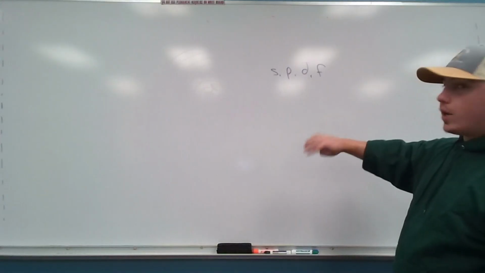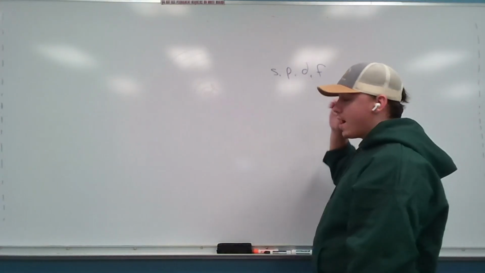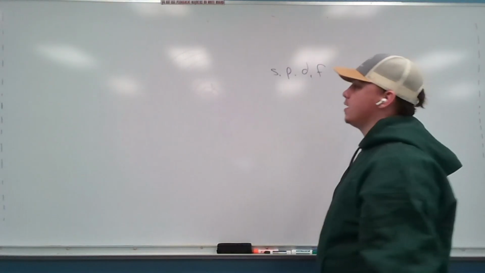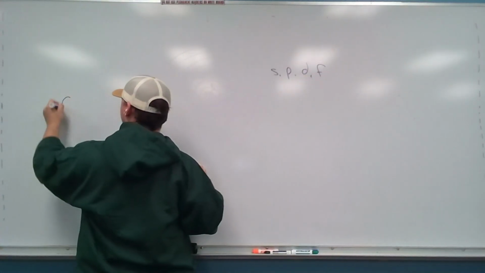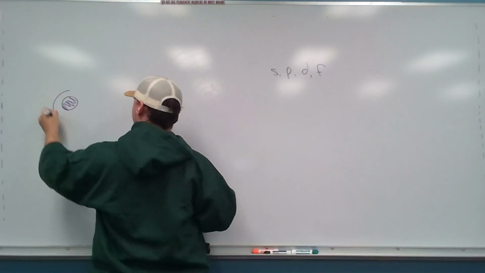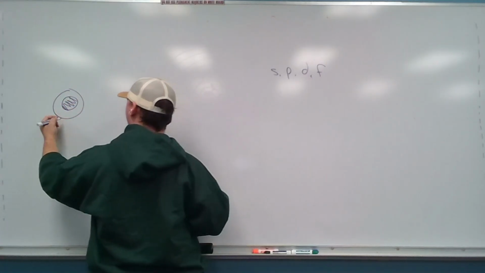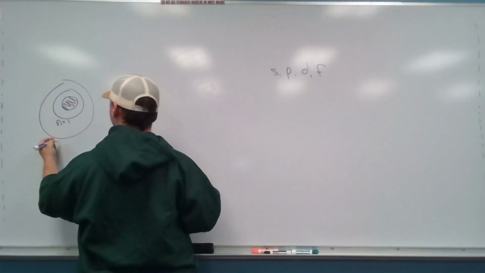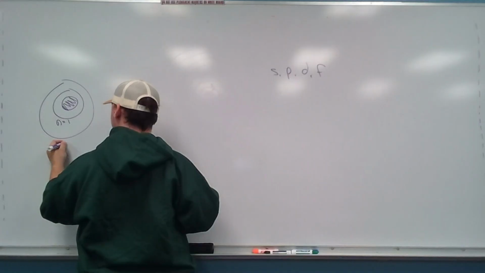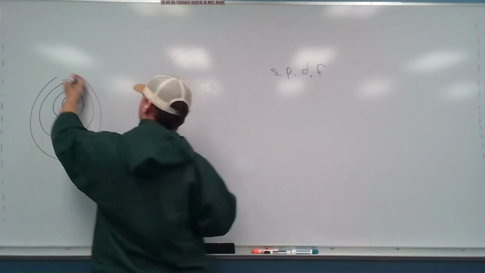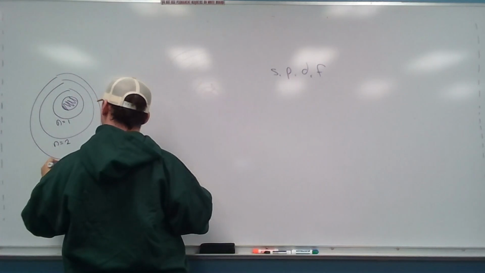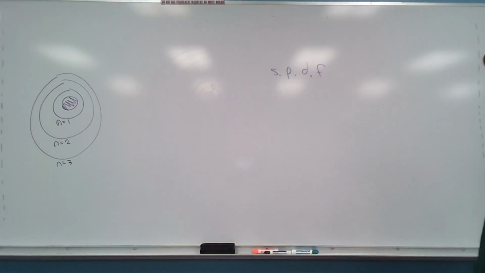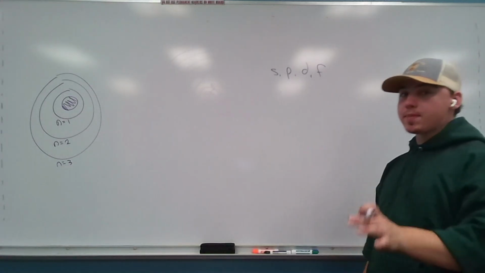So every shell is going to have subshells. Now, how many they have differs between which shell you're on. So in our atom, I'll just draw it over here. We have our nucleus. We have shell 1, or we say N equals 1. We have shell 2, or N equals 2. Shell 3, N equals 3, and so forth. But each shell doesn't have the same amount of subshells. But there is a pattern here.